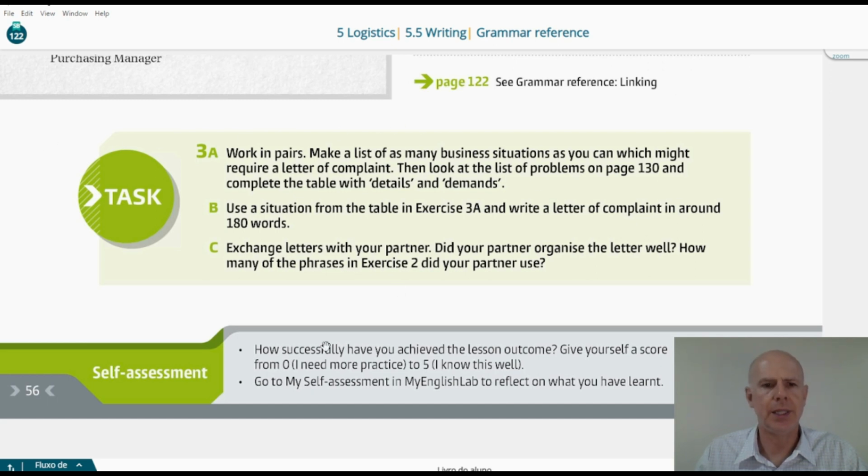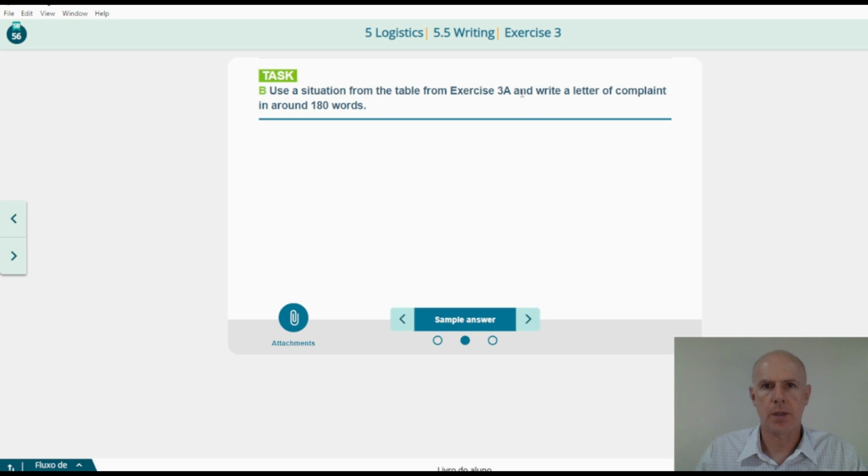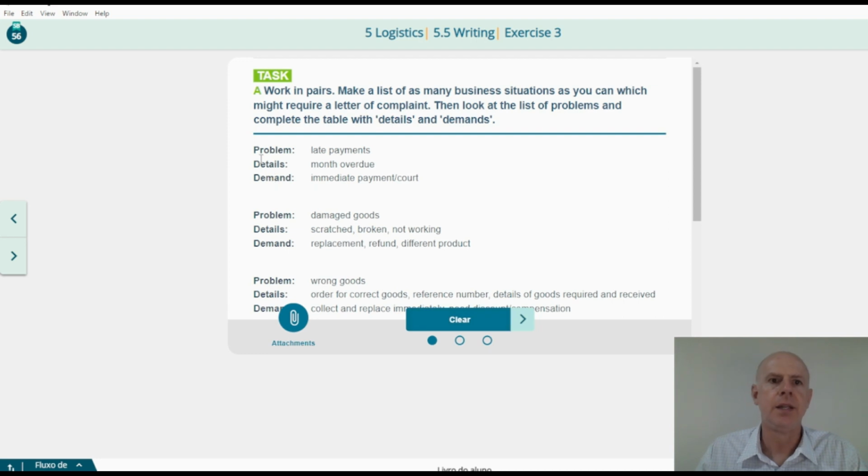What do we have to do? Let's go to page 130. Let's see here. No, it's here. Look, yes. We have a problem. For example, late payments. The details, month overdue. And demand, immediate payment. So the person didn't pay. So it's after the time they should have paid. So otherwise, they could go to court.